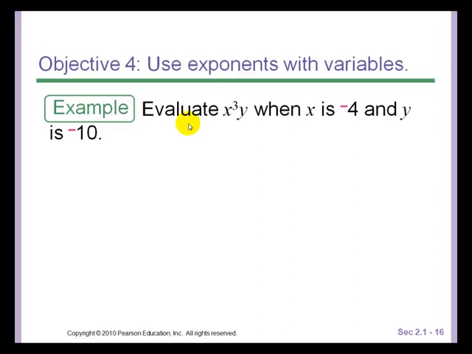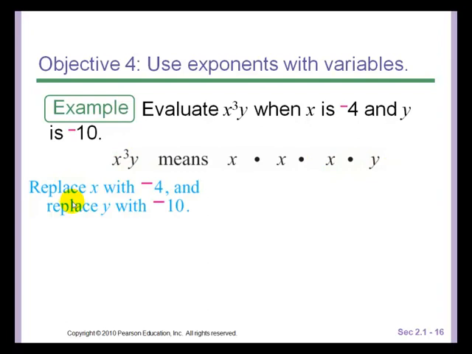Another example. Evaluate x cubed y when x is negative 4 and y is negative 10. Recall that x cubed y means you have 3 x's because of the cubed, and then a single y. We will replace the x with negative 4 and we'll replace the y with negative 10. So all 3 of these x's will become negative 4 and the y will become negative 10.